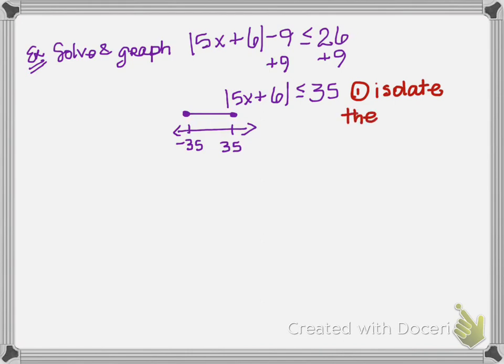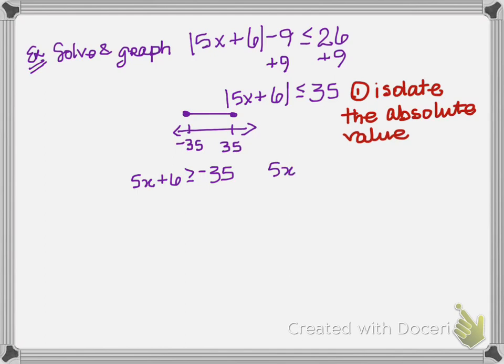I'm trying not to take up too much of your time with my chitter chatter. So what does all of this mean? This means that 5x plus 6 has to be greater than or equal to negative 35 because it's close to 0, and 5x plus 6 is less than or equal to 35 because again it's close to 0.